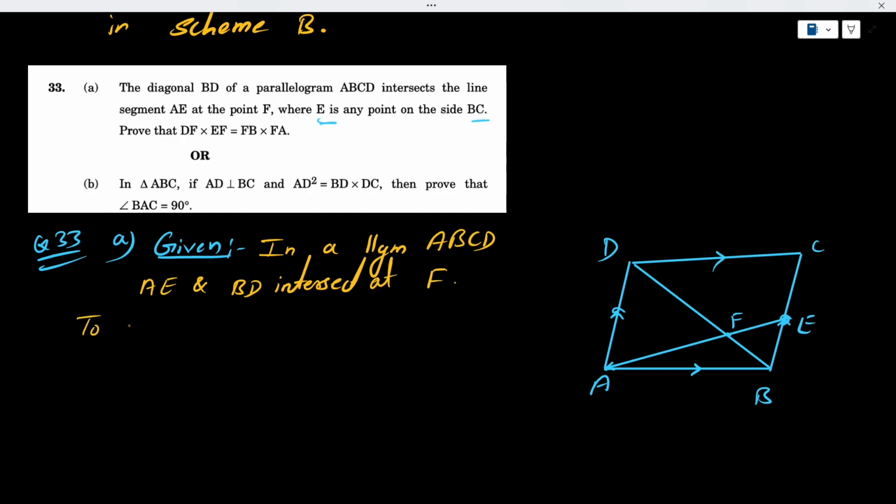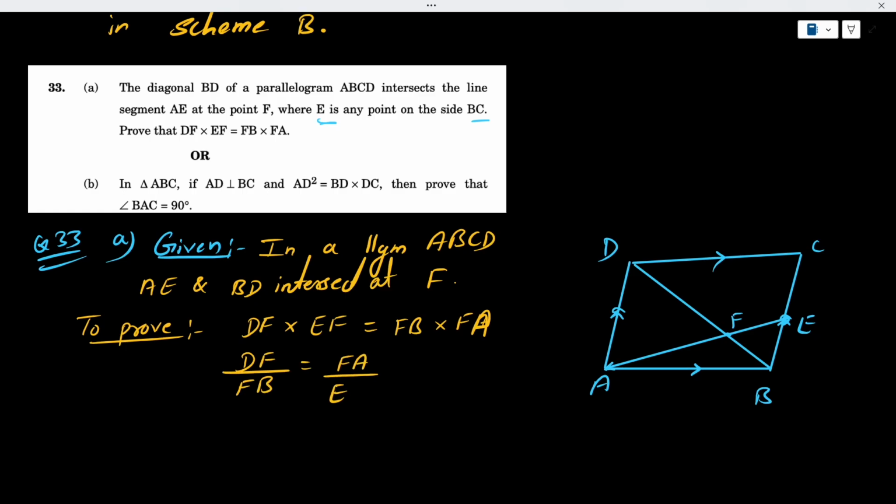What is to prove here? To prove, if you will see, we need to prove DF times EF is equal to FB times FA. Now you know that it will be based on similarity of triangles, and whenever there is a similarity of triangles, we get the ratio of sides. So you take the ratio, you will understand which triangle you need to choose. So it's FA by EF. See, I'm just transposing one of the values. Now look at here, this is DF and FB. So this is your DF, this is your FB, then FA, your FA by EF, right?